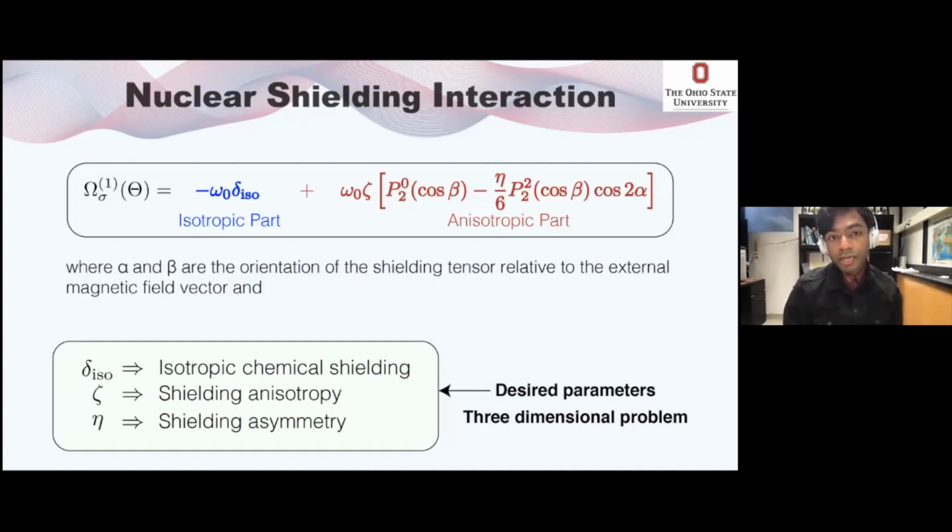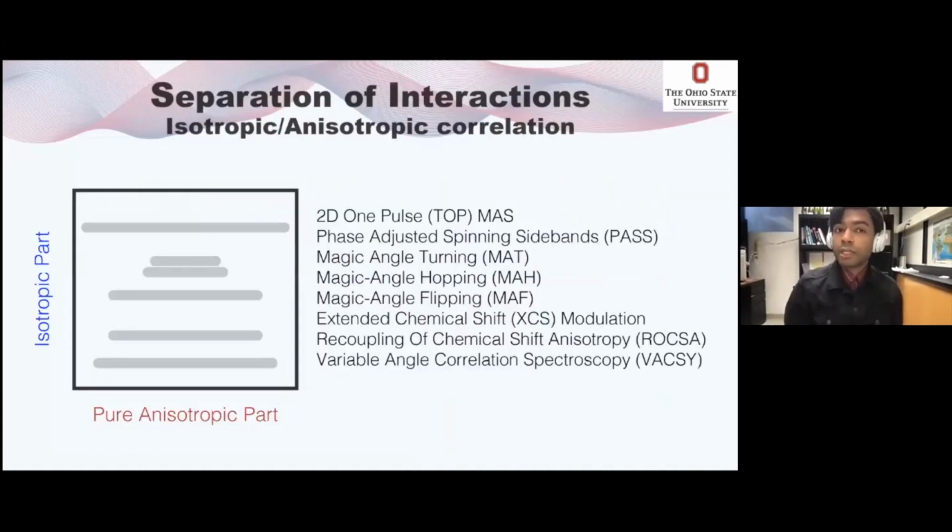The three other parameters that are prominent here are delta iso, which is the isotropic chemical shift or shielding. Then there's zeta, which is the shielding anisotropy, and then eta, which is the shielding asymmetry. These are the three parameters that we desire, which makes this problem three-dimensional. But there are techniques in NMR which we call separation of interactions, where we can take the isotropic and the anisotropic part, separate them, and correlate them into a 2D spectrum.